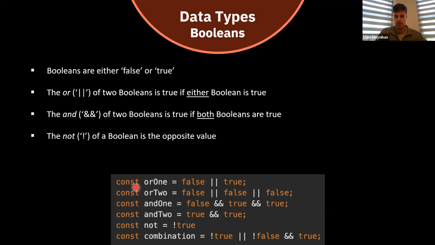So we have some examples here. I won't ask you guys to fill out all of them, but we'll just work through it together. This first one, we're using an or. One of them is true, so or one is going to be true. For or two, we can see we're combining multiple operators here, but they're all false, so or two is going to be false. For and one, we have two trues here, which this part is true, but because we have one false, the whole expression is going to be false. And and two has two trues, so we get true.